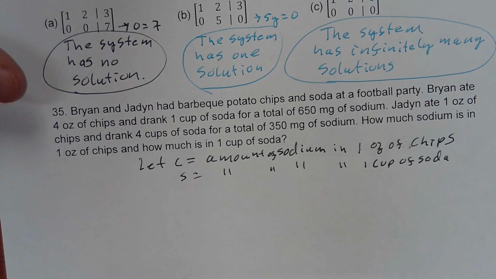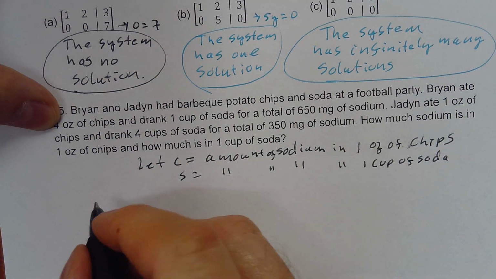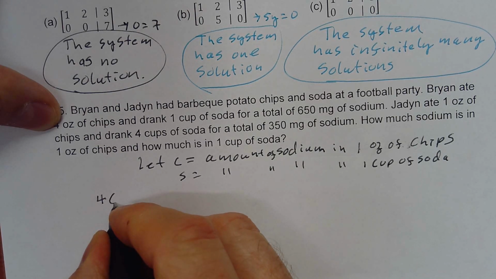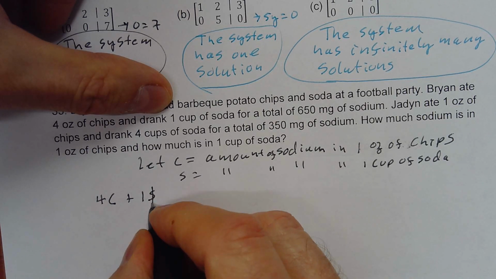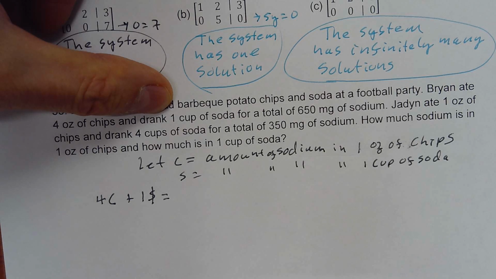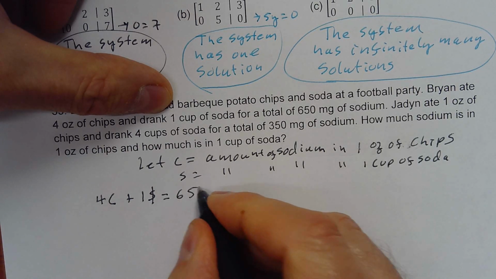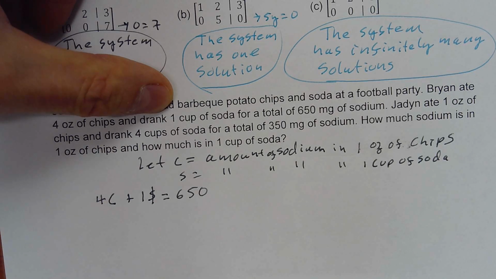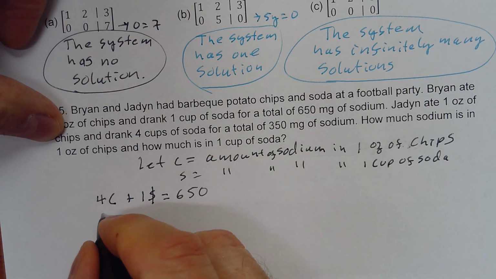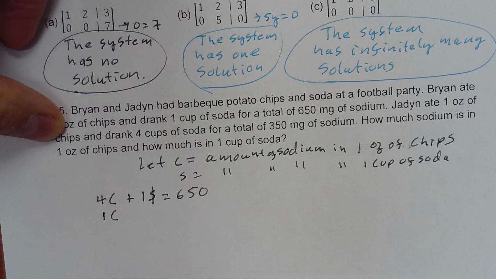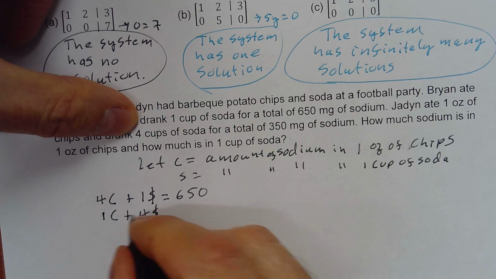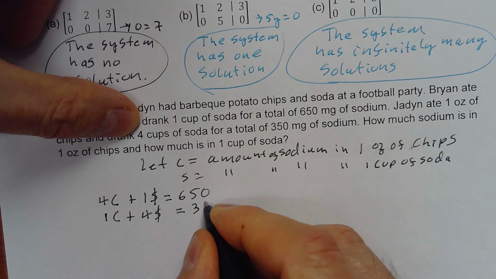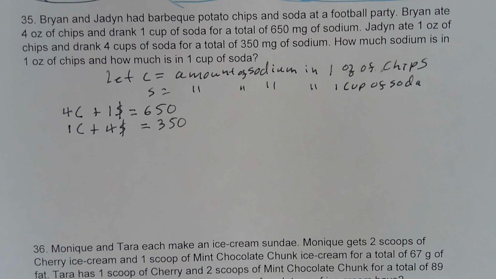Okay, so we have 4 ounces of chips, so that's going to be 4 times C. 1 cup of soda, S. So I'm going to draw a line through it so it doesn't look like a 5. And that's got to be equal to 650. And then Jaden had 1 ounce of chips, 4 cups of soda, and that was 350. So there's our system of equations.